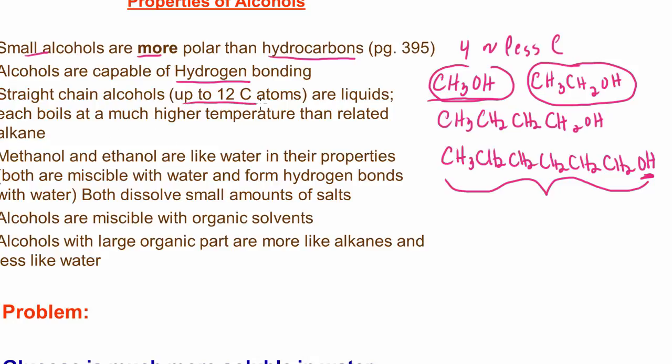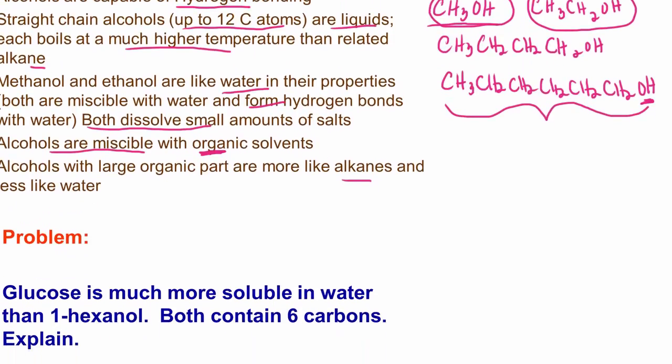Straight chain alcohols up to 12 carbon atoms are liquids, and each boils at a much higher temperature than a related alkane. They have higher boiling points. Methanol and ethanol are more like water in their properties, and they of course are miscible with water, and the reason why is because they form hydrogen bonds with water. And both methanol and ethanol can dissolve small amounts of salts. Alcohols are also miscible with organic solvents. Alcohols with large organic parts, like I just said, are going to act more like alkanes or hydrocarbons and less like water. So you've got to keep in mind the size of the molecule.